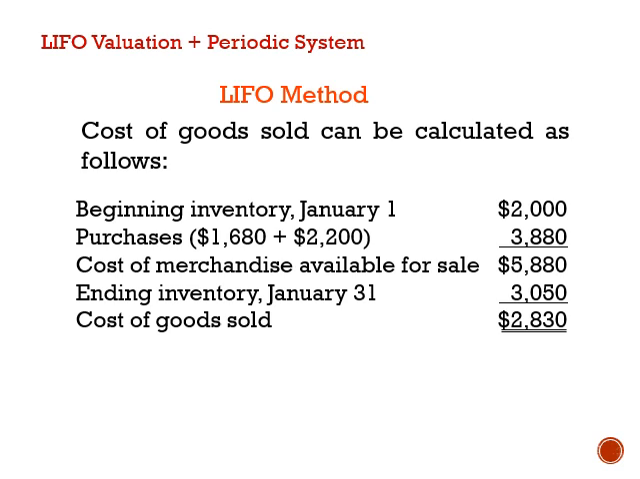Again, the cost of goods sold will be determined using the formula. Opening balance of $2,000 plus total purchase of $3,880, minus from that the closing balance of $3,050, giving us the cost of goods sold for the period of $2,830.